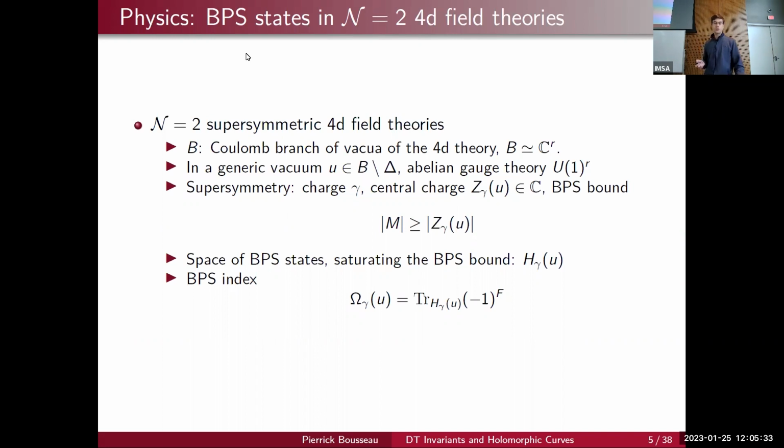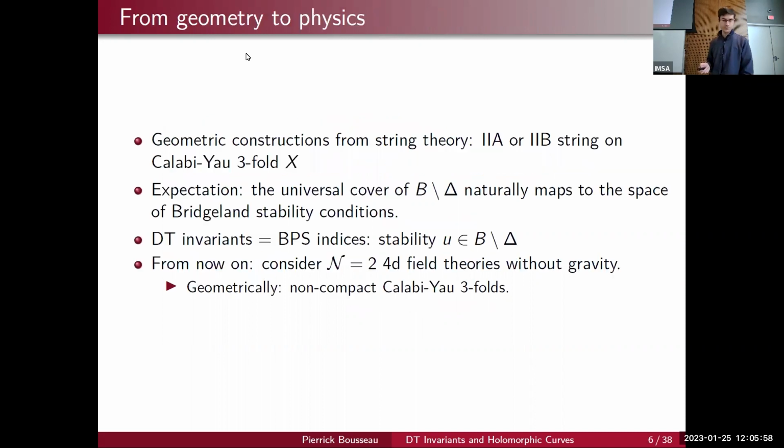And then in such a theory, for such choice of vector mu, and for choice of charge gamma, you have a notion of BPS states and of space of BPS states. So I'm denoting by H gamma of U the space of BPS states, and then you get some BPS index, which is roughly the dimension of the space of BPS states. Okay, so this thing is just some physics context where you also get number omega gamma of U.